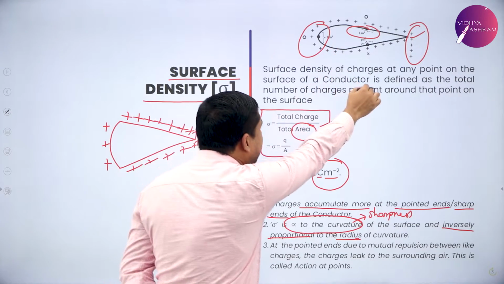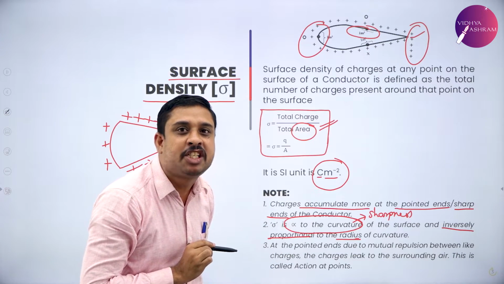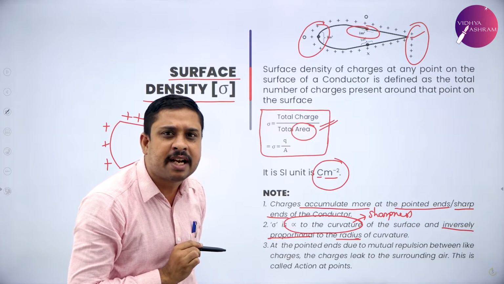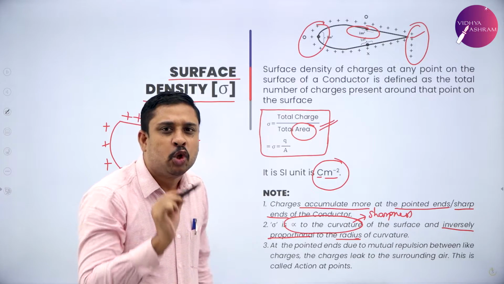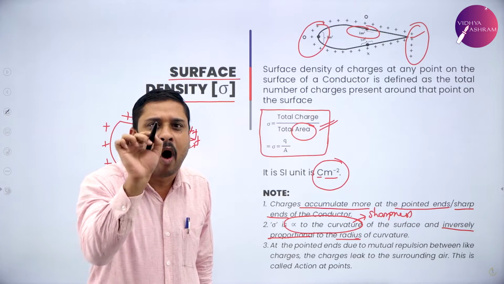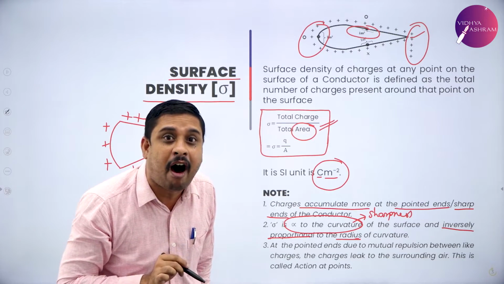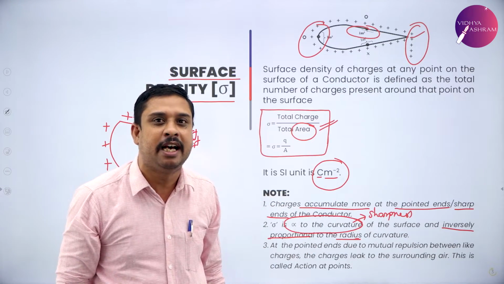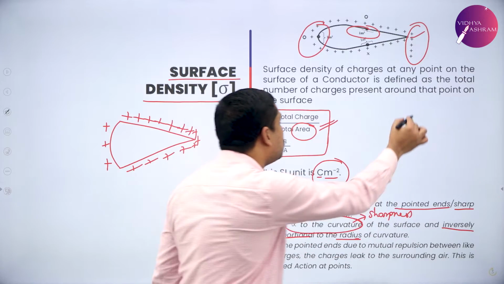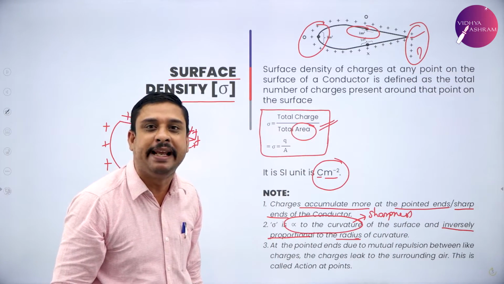Now, they are all like charges, which are accumulated at the sharp end. Like charges experience mutual repulsion. So what should happen? At pointed ends there is less space, but more charges are accumulated. All the more they are repelling each other. So what should happen? They should start leaking to the surrounding medium.